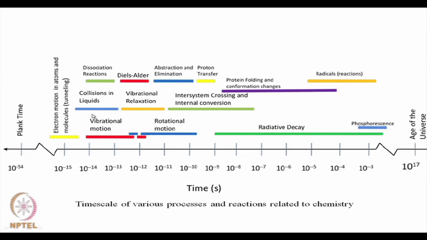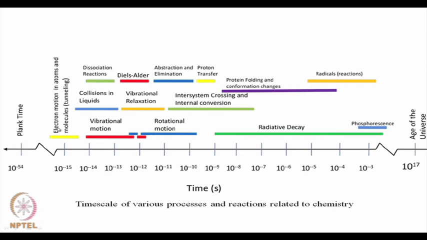Collisions in liquid, the average is 10 to the power minus 14 second. Dissociation reaction is even faster compared to your abstraction and elimination reaction. It is in the 10 to the minus 14 to minus 13 range. Now electron motion is around 10 to the power minus 15, in the femtosecond time scale. This is picosecond, this is nanosecond, this is microsecond, this is millisecond. So femtosecond is where electron motion in atoms and molecules occurs, and also tunneling.